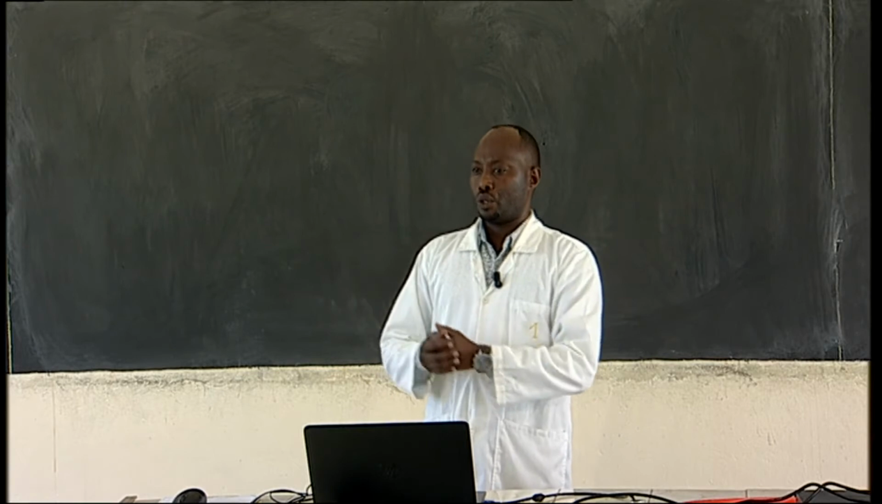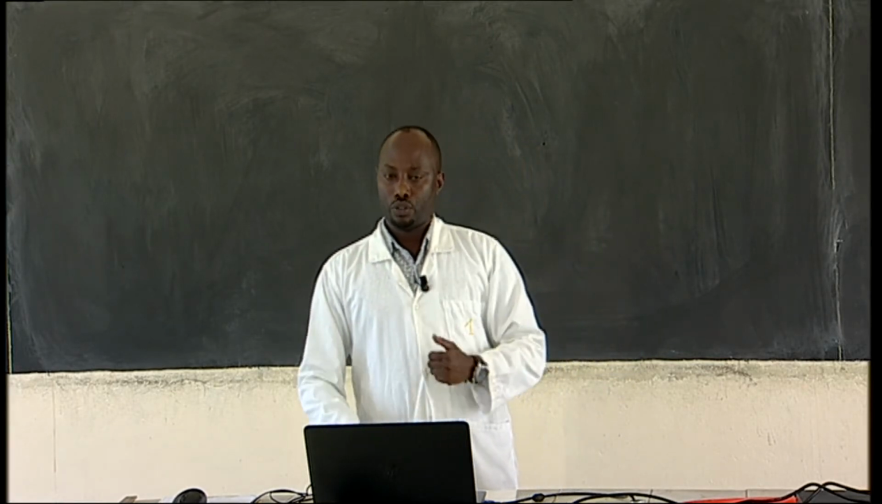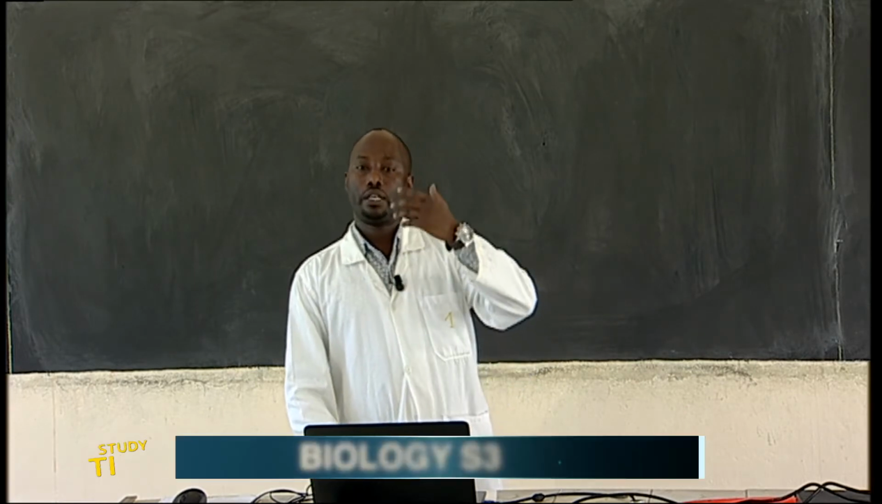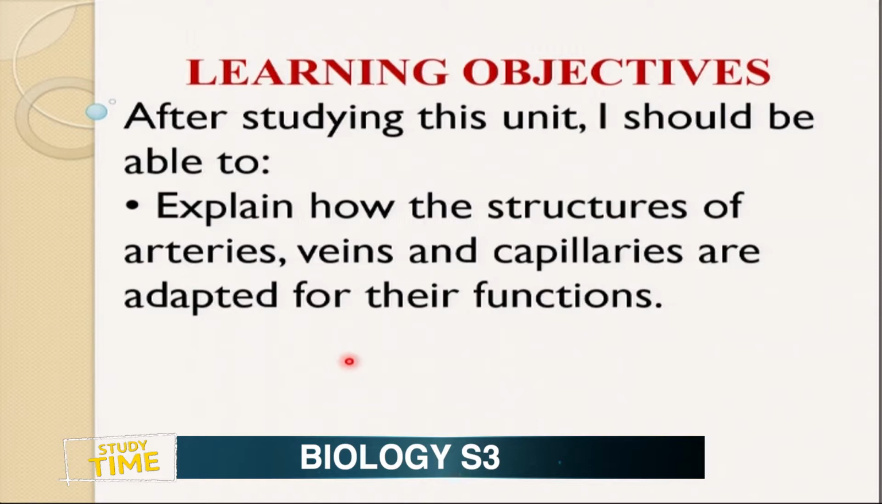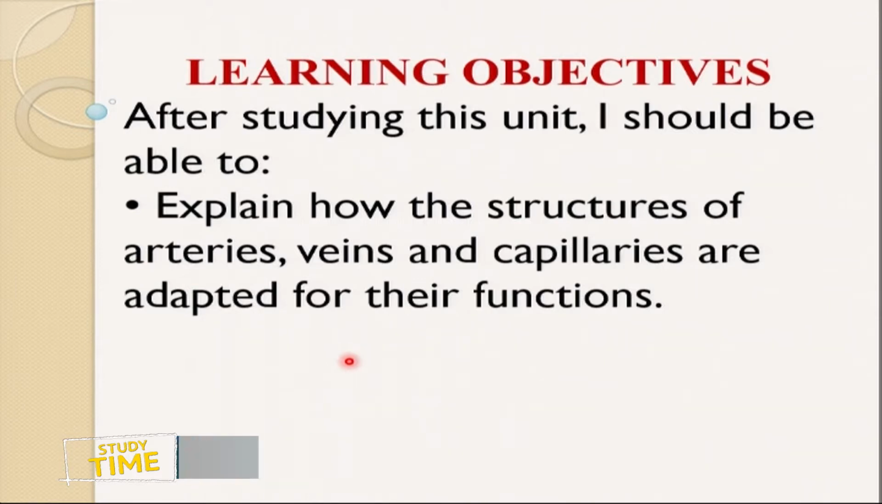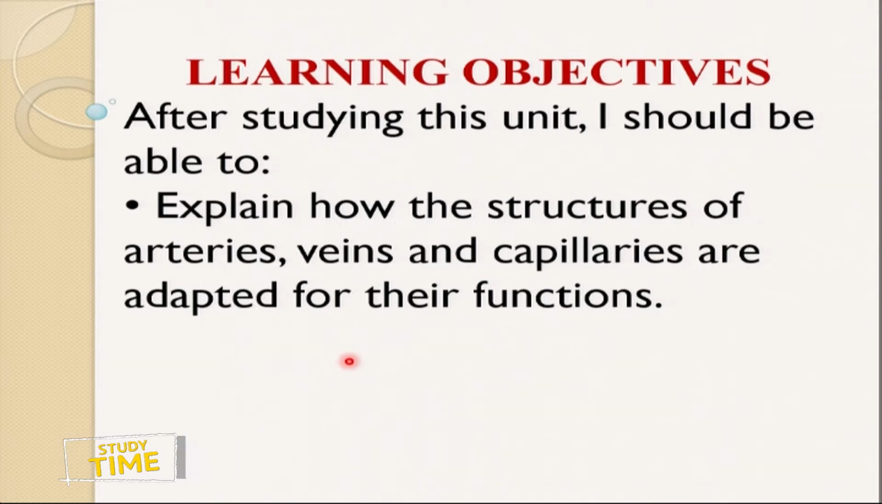So let us start our lesson of today, what we call the blood vessels. The blood vessels. We said the human circulatory system is made up of three major parts. The human circulatory system is made up of the blood, the heart, and even the blood vessels. And we talked about the structure of the heart, how the structure of the heart is responsible for pumping the blood to different parts of the body.